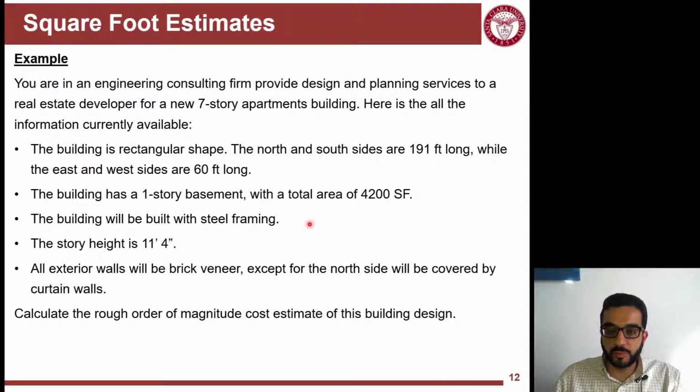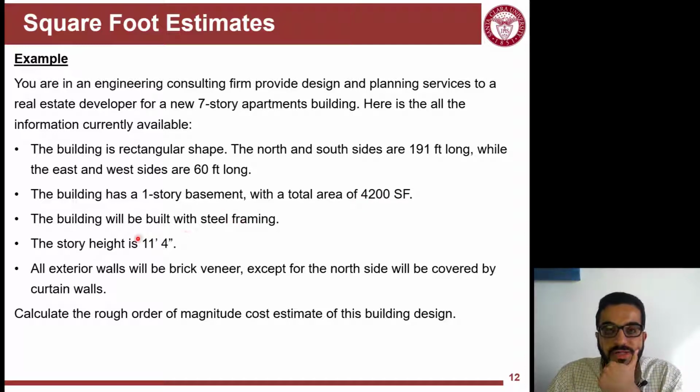This is a quick example we'll go through. You're working in an engineering firm and you're trying to come up with an estimate for this building. The whole building is represented by just a paragraph because you don't have the design yet. The building is a rectangular shape. It has this dimension on the north and south, and the east and west sides have that shorter dimension or length. The building has a 1-story basement, so you have to adjust for basements here or include the basement with a total area of that.